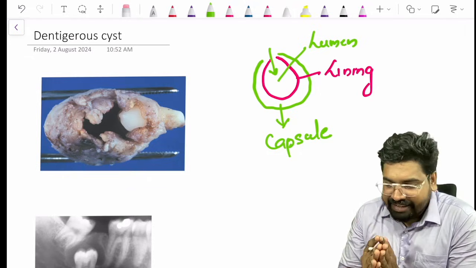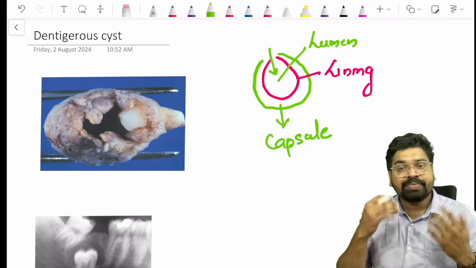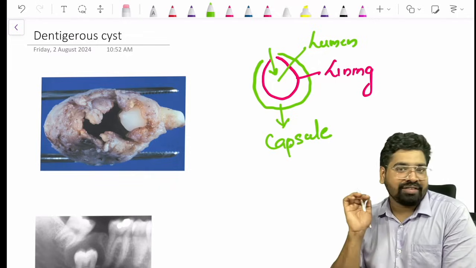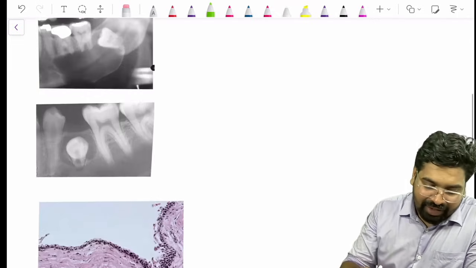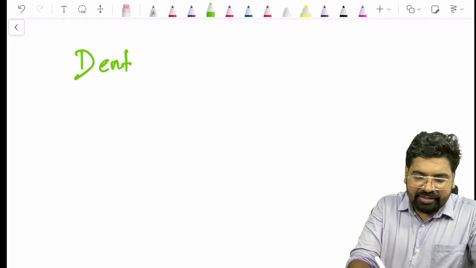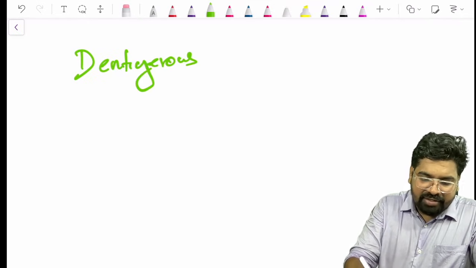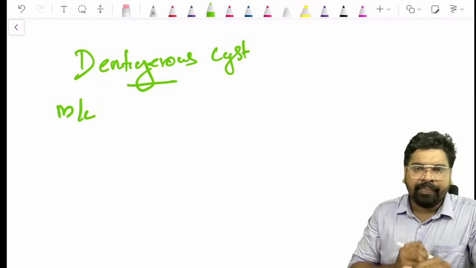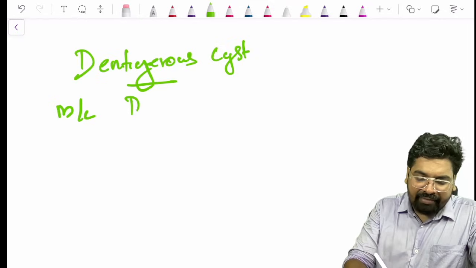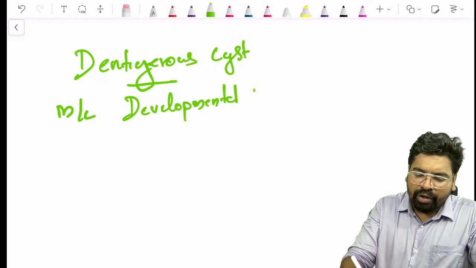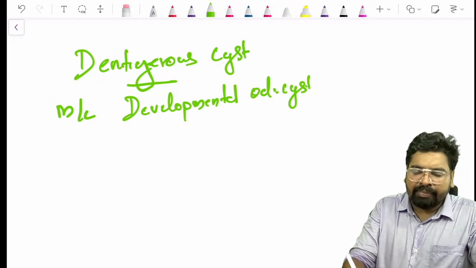Now let's take the dentigerous cyst. You know the dentigerous cyst. What is the specialty of dentigerous cyst? It's the most common developmental odontogenic cyst. I always tell you the most common. The fact you should learn about dentigerous cyst is that it is the most common developmental odontogenic cyst. Why am I writing developmental odontogenic cyst?